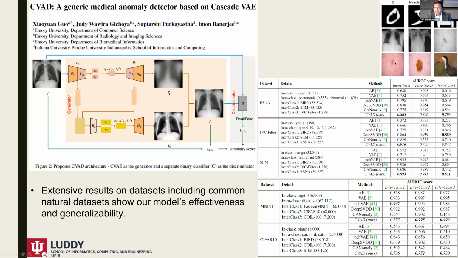Or for example, this is a different class within the same type, so this is called intra-class out of distribution data. This is called inter-class out of distribution data, right? So to be able to identify that this is different from this, or this is different from this, we have a discriminator that we call cascade VAE. So this is basically a VAE model architecture that is able to identify anomaly or out of distribution images, right?